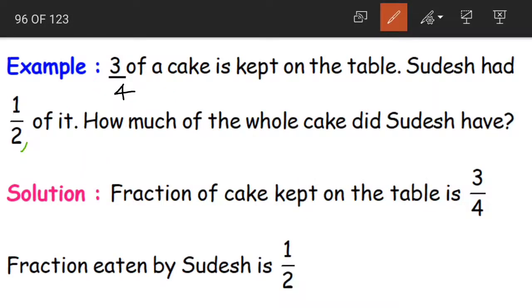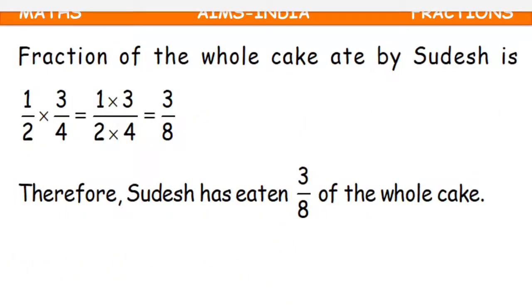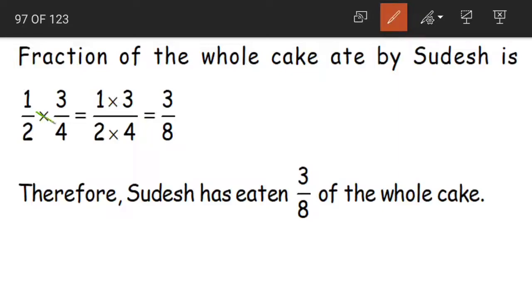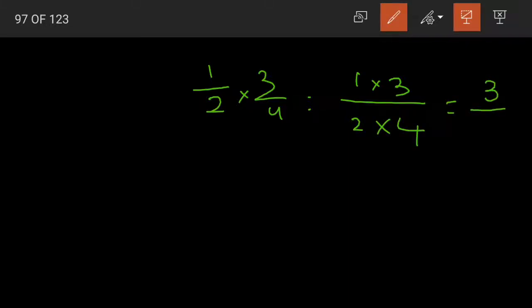He ate 1 by 2 of 3 by 4. So again, as I said, of here means we need to multiply 1 by 2 into 3 by 4. How do we multiply two fractions, children? Multiply the numerators and multiply the denominators. 1 into 3, 3. 2 4s are 8. So Sudesh had 3 by 8 of the whole cake.